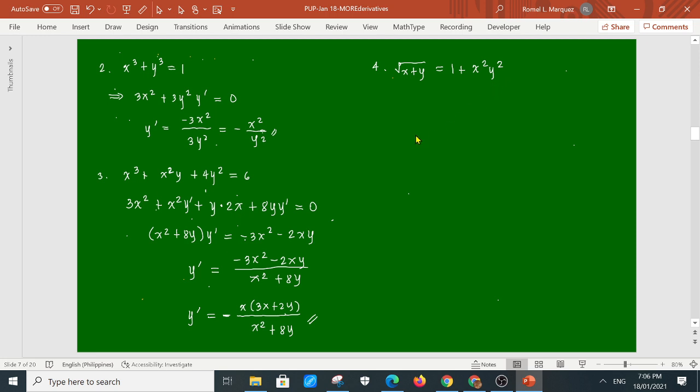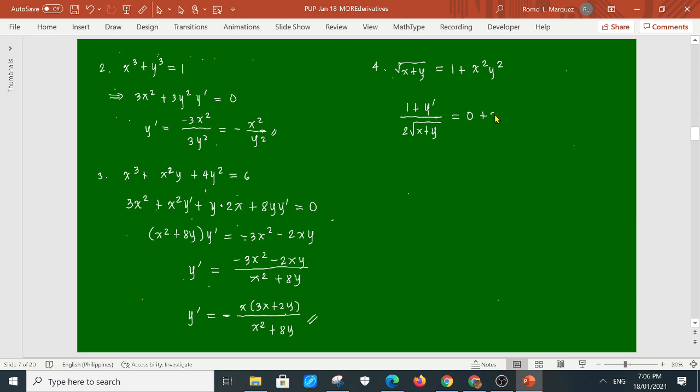Yan, okay? Differentiate the left side. The left side is a radical. How do we differentiate radical? Derivative of the radical, yung loob. Derivative ng x, 1. Derivative ng y, y prime. All over 2 square root of x plus y. That is how to differentiate special case ng pag-square root. Yan. Equals derivative ng 1, 0.